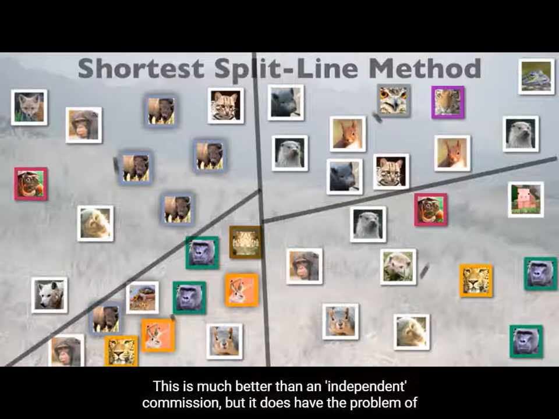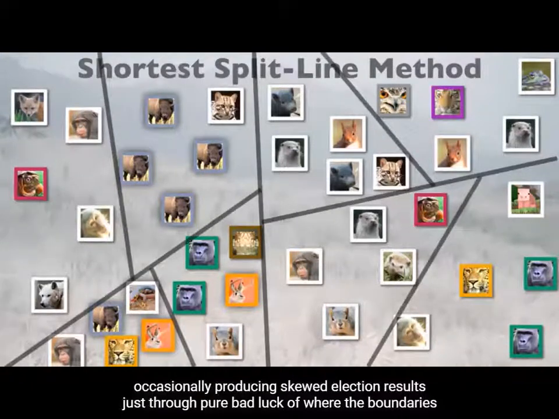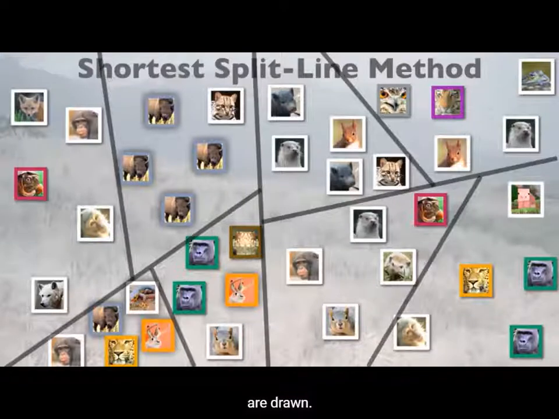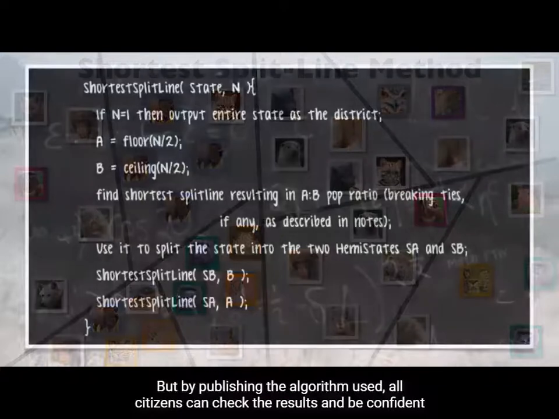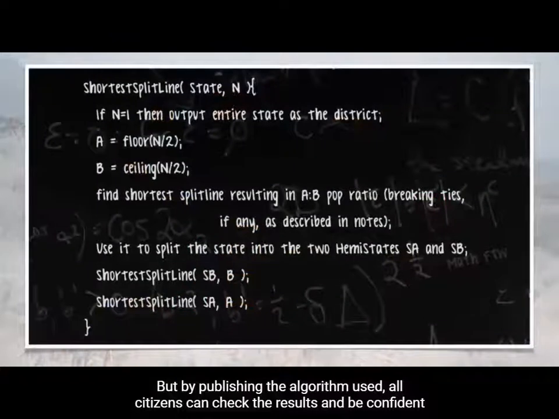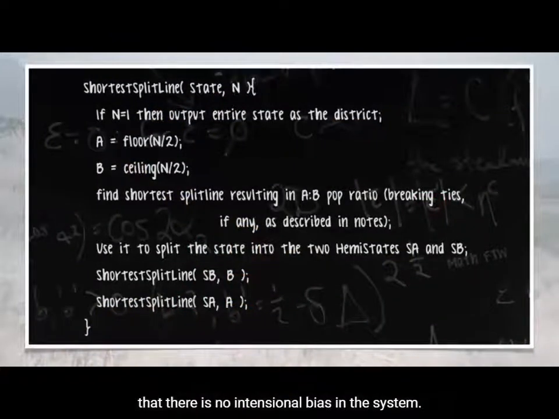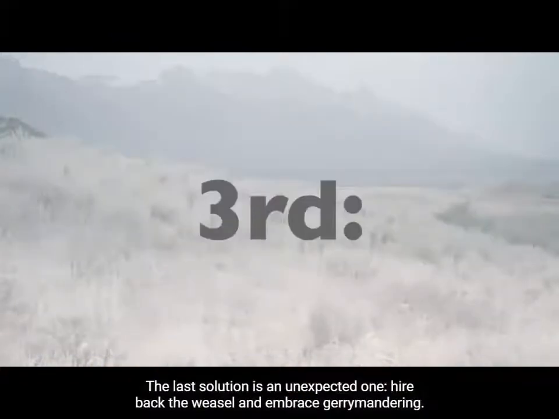This is much better than an independent commission, but it does have the problem of occasionally producing skewed election results just through the pure bad luck of where the boundaries are drawn. But by publishing the algorithm used, all citizens can check the results and be confident that there is no intentional bias in the system. The last solution is an unexpected one.